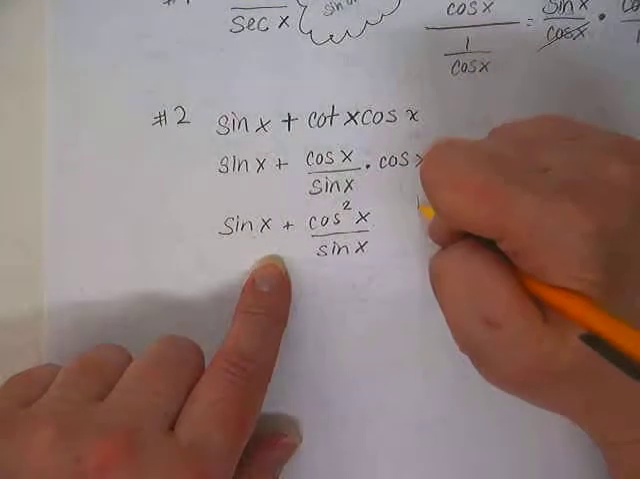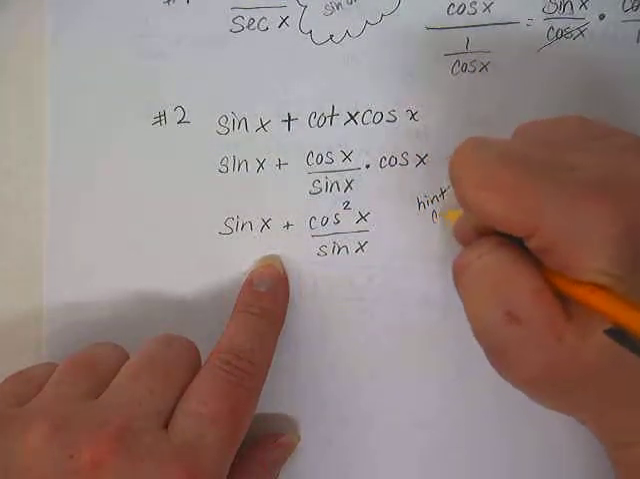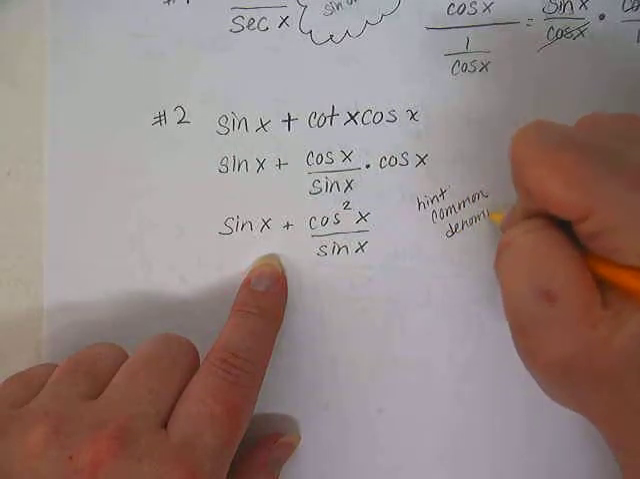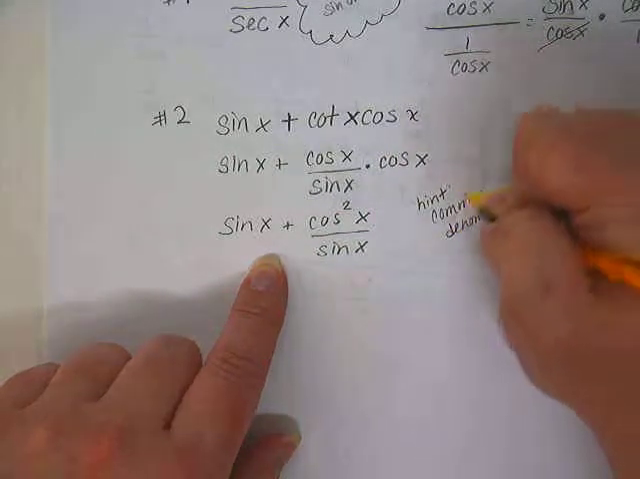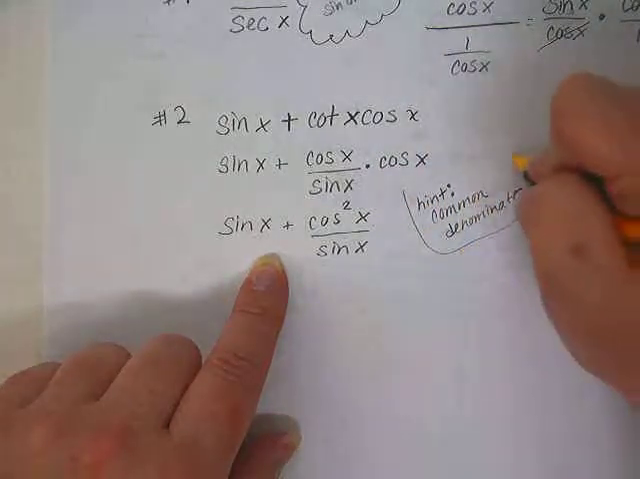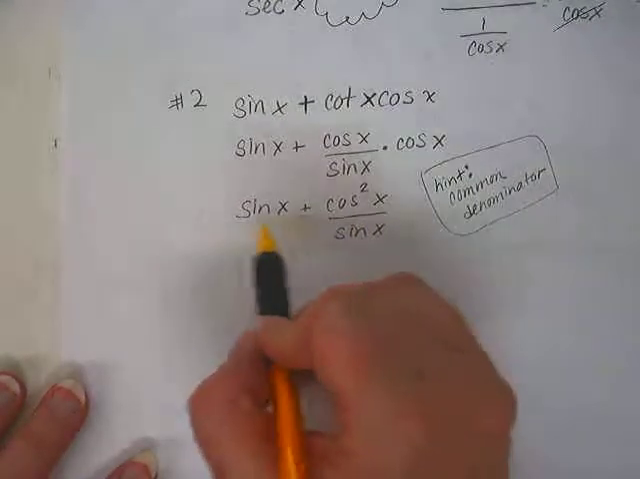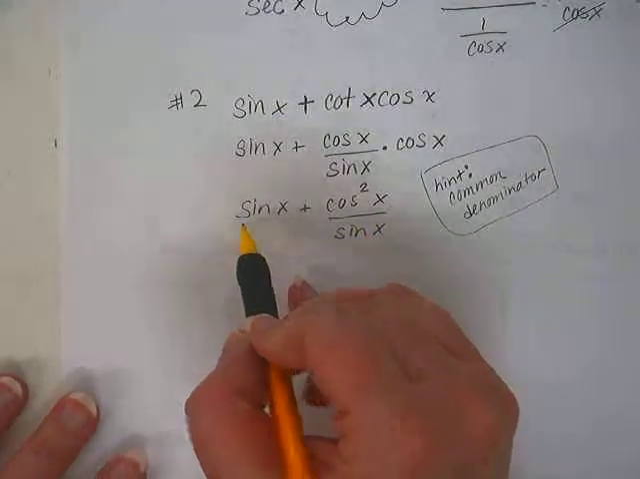Ooh, so maybe get a common denominator would be a helpful idea, right? Hint, common denominator. There's not two sides. We're simplifying. If it's an equation, you can multiply both sides by something. But this is not an equation. It's just an expression, and we're simplifying it.